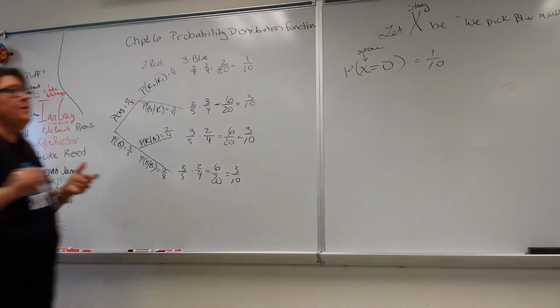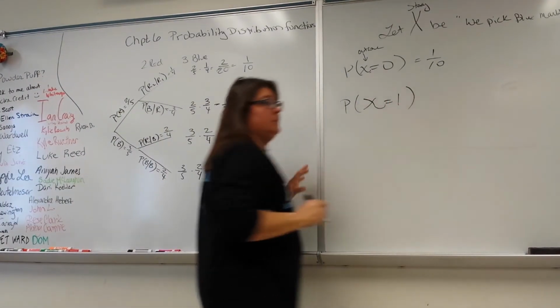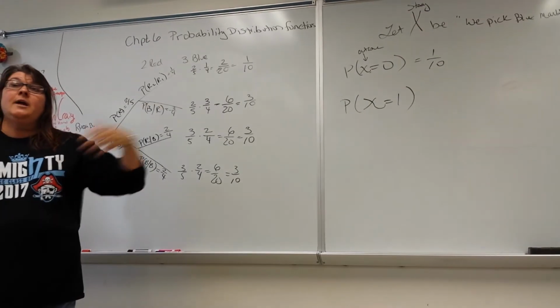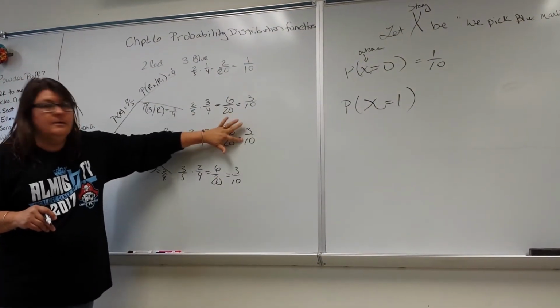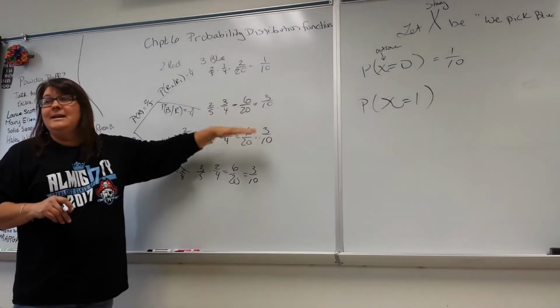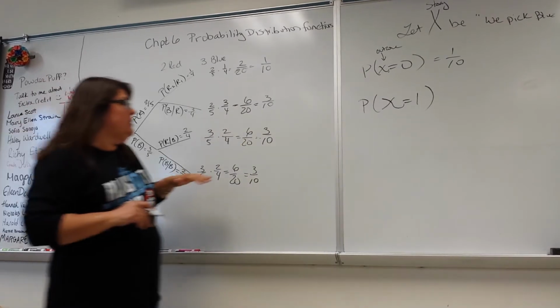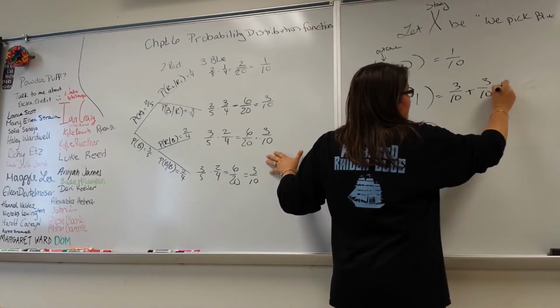So the next scenario that could potentially happen is we picked one blue. The first scenario when we're talking blues is no blue, then one blue. It's this or that, so you add them. So what was that? 3/10 plus 3/10, 6/10.